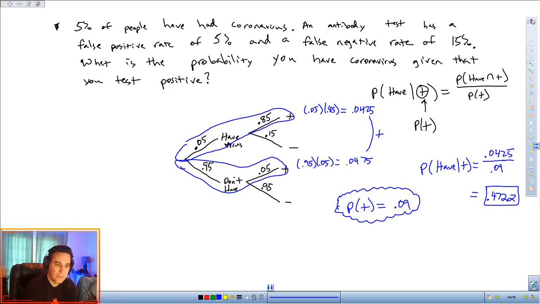There's only a 50% chance. You're this random person that went in and got a positive test. There's a 52% chance you don't even have it, right? There's a 47% chance that you have it. Wow, blows my mind. You can tell how important that false negative rate is and that false positive rate. Those rates are so important. It's crazy. But that's your Bayes theorem problem.